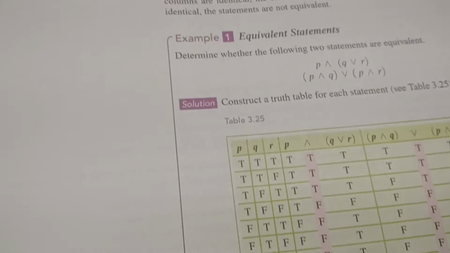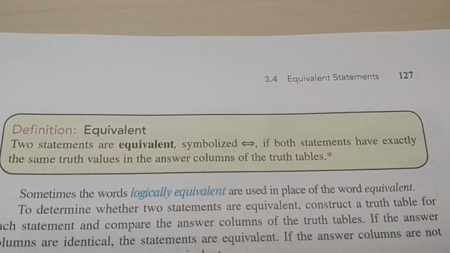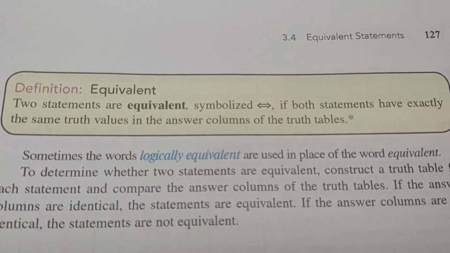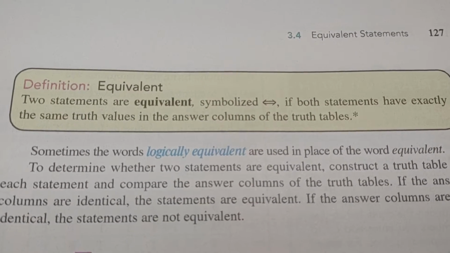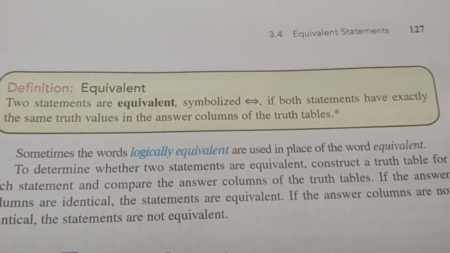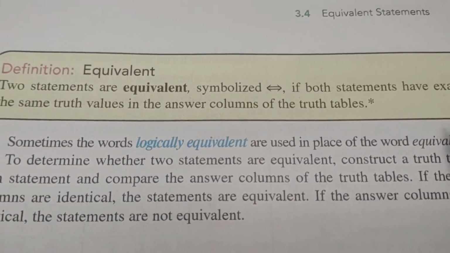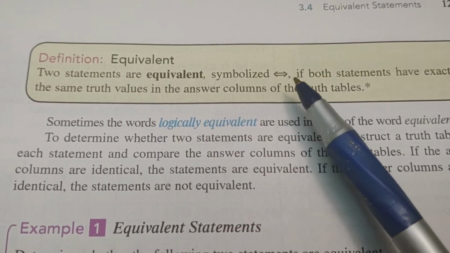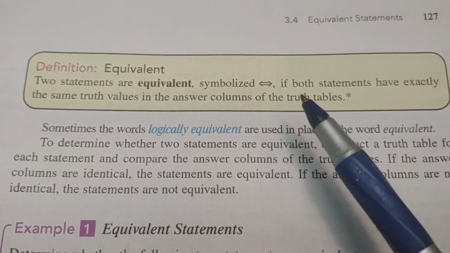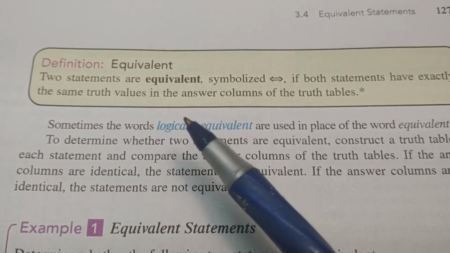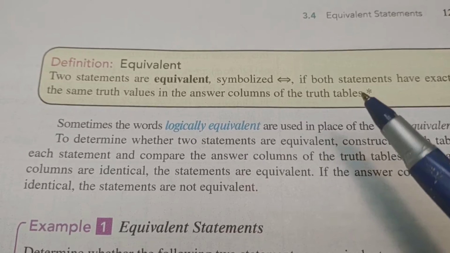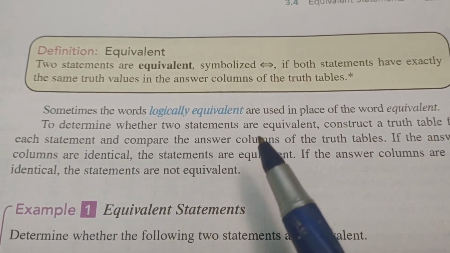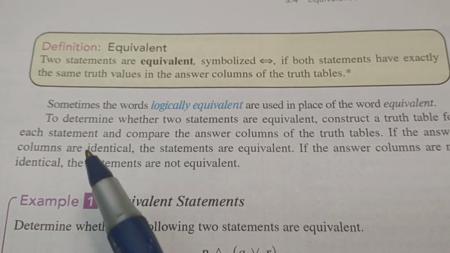All right, so here's the definition of an equivalent statement. Two statements are equivalent, symbolized by this two-line double arrow pointing in both directions. Make sure you understand that this is different from the if-then statement. The if-then statement just has one line and one arrow. And both statements have exactly the same truth values in the answer columns of the truth tables. Sometimes the words logically equivalent are used in place of the word equivalent.